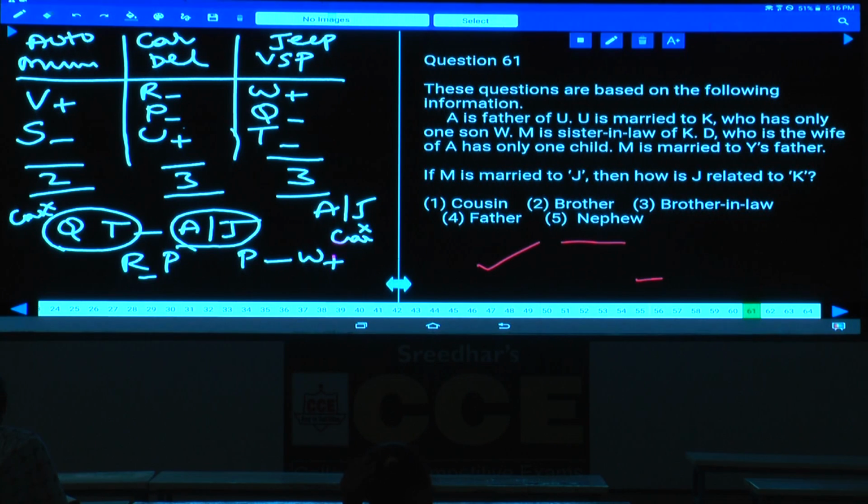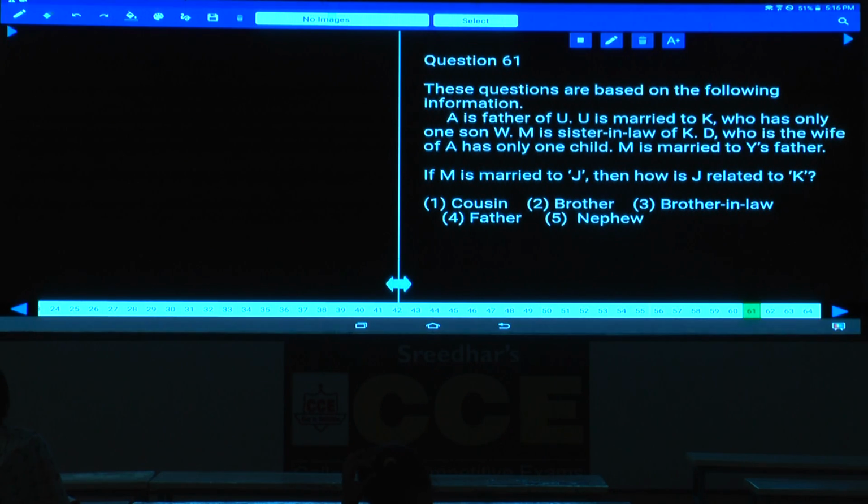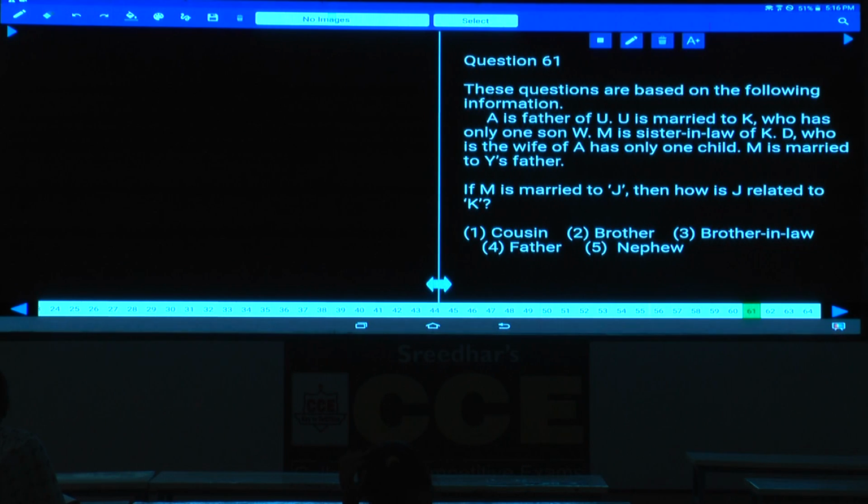Done with this? Then questions 61 to 63. Three questions are based on blood relations. A is the father of U. Tell me how to represent this. A is the father of U, and U is married to K. And K has only one son, W. Now this K is having a son W. And M is the sister-in-law of K.